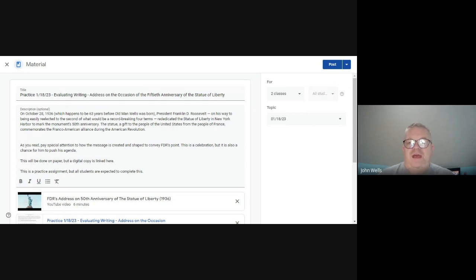Interesting to note also that at the time it was put at Ellis Island, because that was one of the main entry points for immigrants, especially those coming over from Europe, and it would be the thing that greeted these immigrants. And what we're going to do is look at the speech.